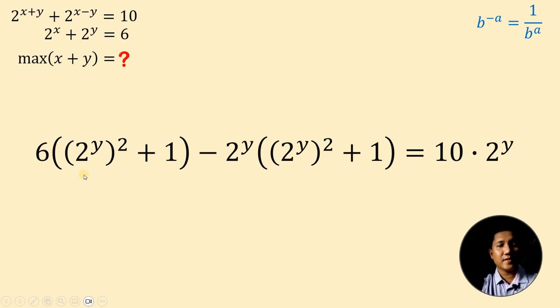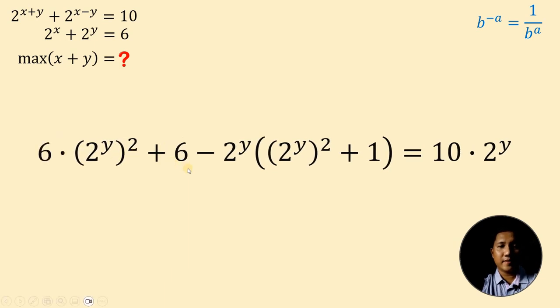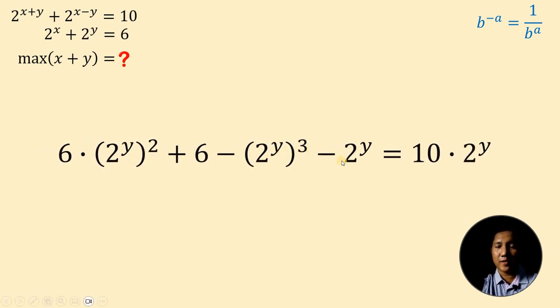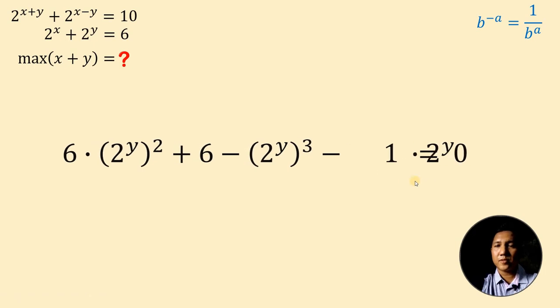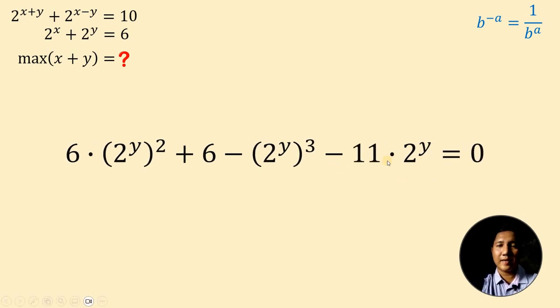Now, let's multiply. 6 multiplied by 2 raised to y quantity squared plus 1 will give us 6 times 2 raised to y squared plus 6. Now, let's distribute negative 2 raised to y to 2 raised to y quantity squared plus 1. This will give us negative 2 raised to y cubed minus 2 raised to y. Now, let's simplify more. Take note that we have a common term on both sides. We have 10 times 2 raised to y and negative 1 times 2 raised to y. If we subtract 10 times 2 raised to y on both sides, we get negative 11 times 2 raised to y on the left side. And the right side is equivalent to just 0.